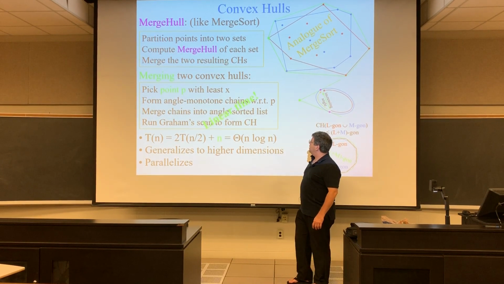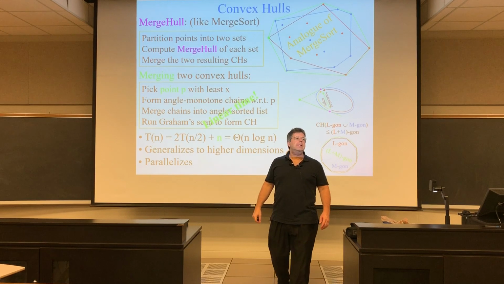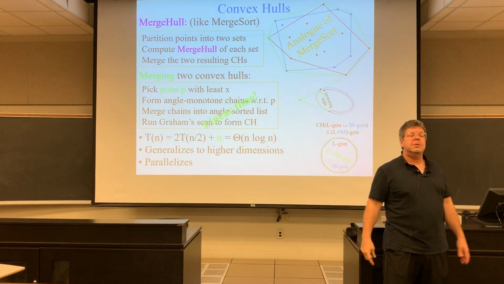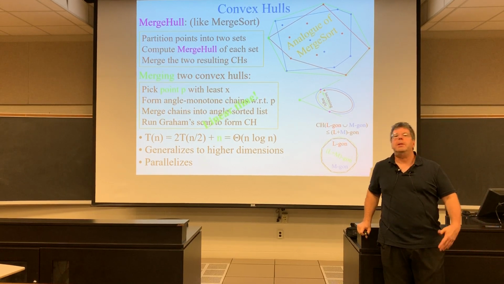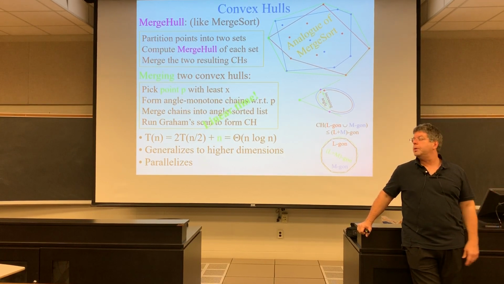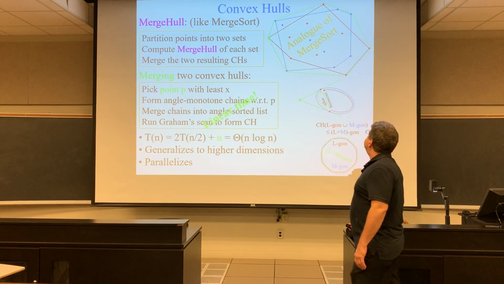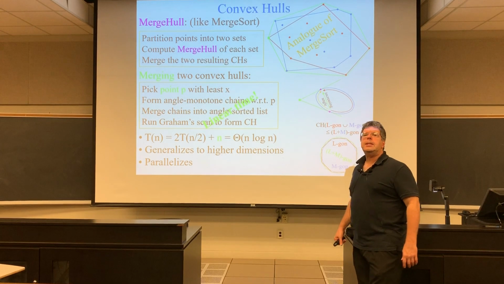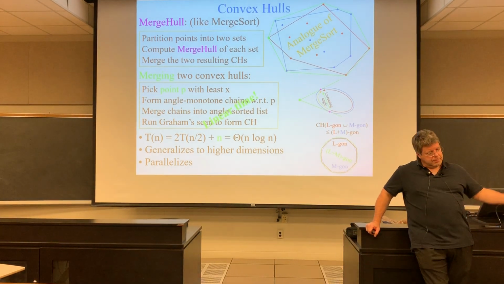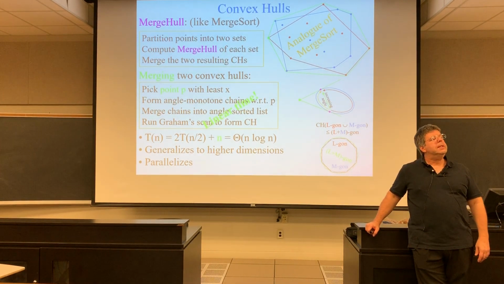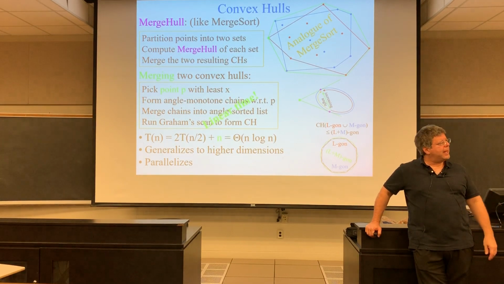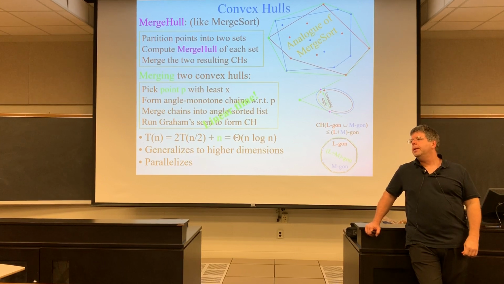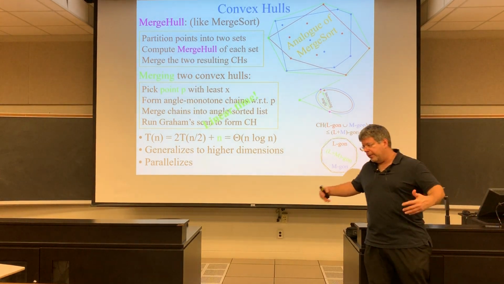And this generalizes to higher dimensions, obviously. And it does parallelize because you're solving the subproblems separately, independently. So you could parallelize them on different threads or different processors or different computers altogether. So, any questions about this? This is the analog for convex hulls of merge sorting numbers. At least conceptually, abstractly, it's the same template, and the same time complexity, and for the same reasons, because it's a divide and conquer approach.